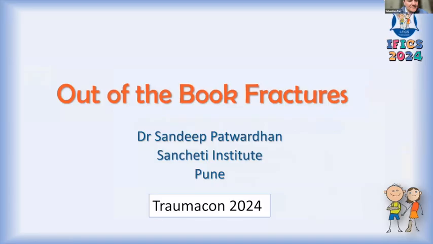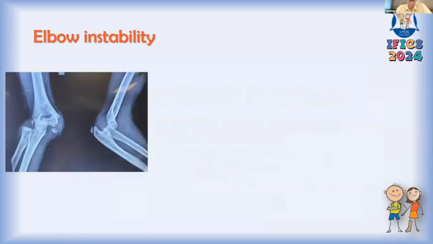Go ahead. So I like to call them out of book fractures because they are pretty unusual. Normally, you don't see elbow dislocations in a child as frequently as you would see probably a supracondylar or a lateral condyle fracture. But elbow instability does occur in children and can come in various forms. Now, this is an example of a child who had a posterolateral dislocation of the elbow, and you can see that there is a small bone fragment there.